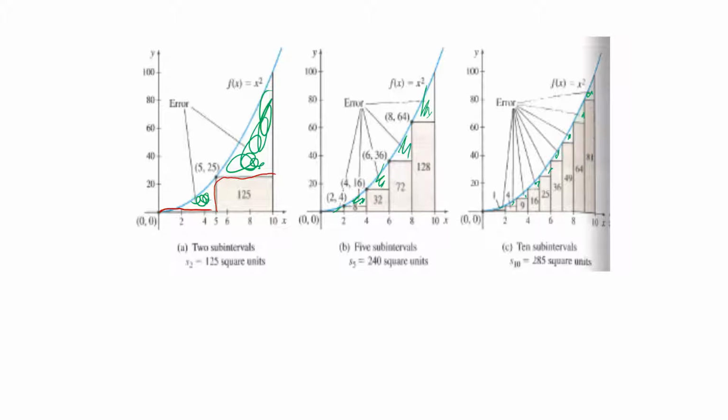And so to make a really good estimate, we use a lot of subintervals, and that's where we will continue with next time. So today you are finding areas of rectangles and trapezoids and adding them together. It's just geometry.